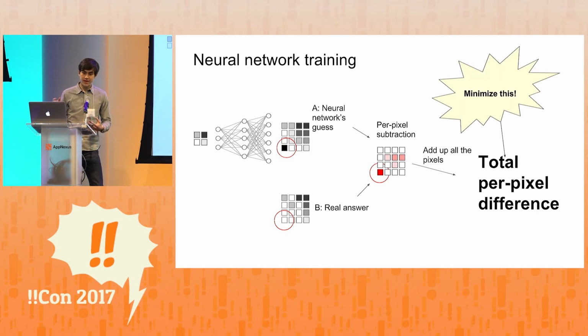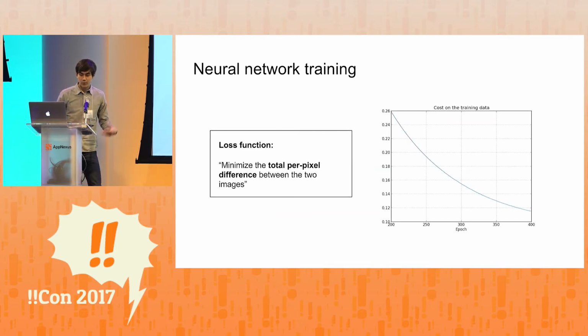Because if that difference goes to 0, that means that our neural network is perfect at reproducing the real high-resolution image every single time. So it's never going to get to 0, but we train for a while with that loss function, and we just tell it minimize that total per pixel difference, and it can get pretty low. So great, that was pretty easy. So let's see how it worked out.